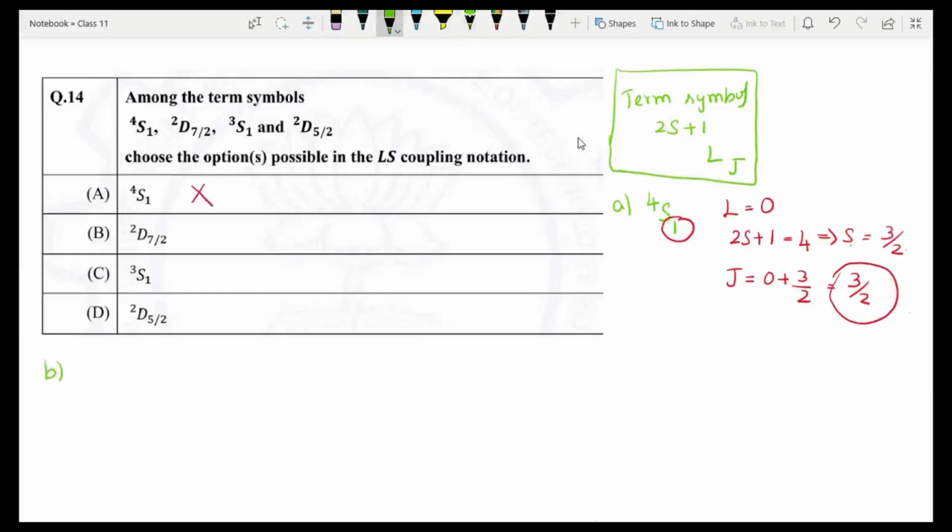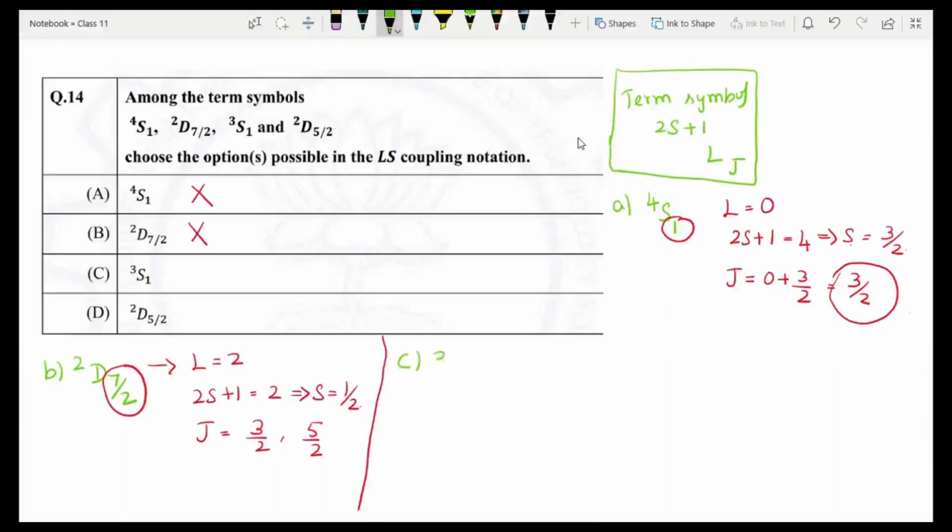Second one, 2D7/2. Here the L value is 2. 2S+1 is equal to 2, which implies S is equal to half. So the J value is 3/2, 5/2. In the question they have given the J value as 7/2. This is not a possible value. So B is also an incorrect notation.